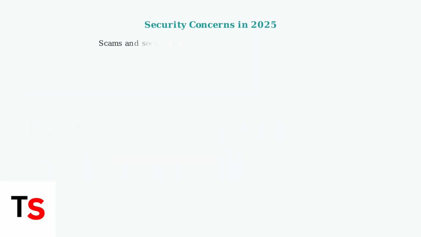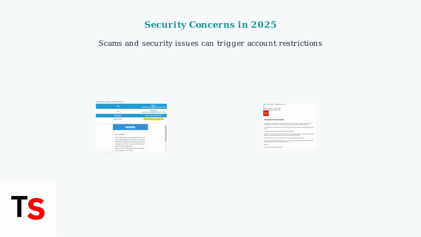As of 2025, Venmo scams have become increasingly sophisticated. Phishing attempts and fake money transfers can lead to account freezes or restrictions. These security measures, while protective, can sometimes trigger the "something went wrong" error for legitimate users.